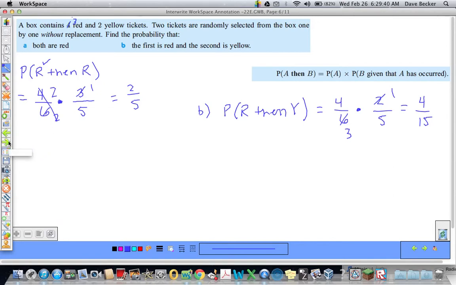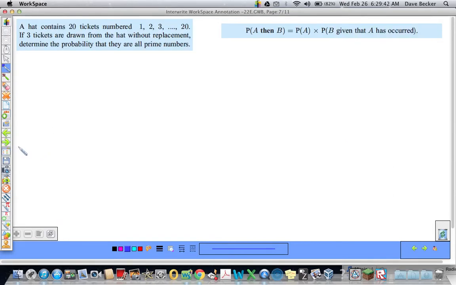Okay, moving right along to another example. A hat contains 20 tickets numbered 1 through 20. If 3 tickets are drawn from the hat without replacement, determine the probability that they are all prime numbers.